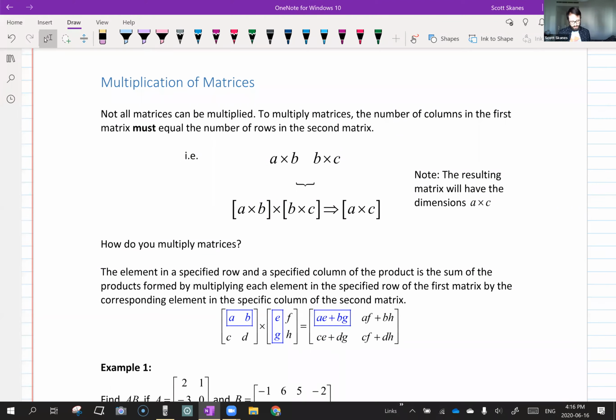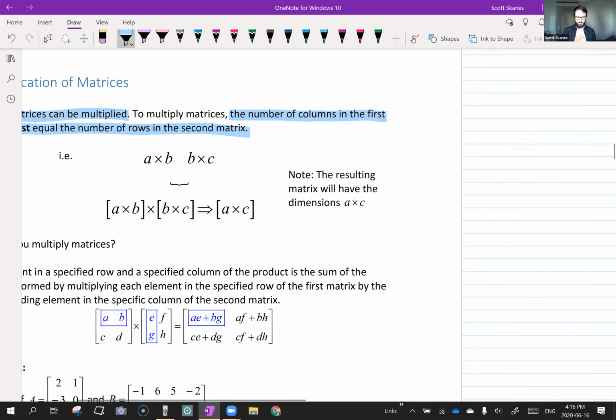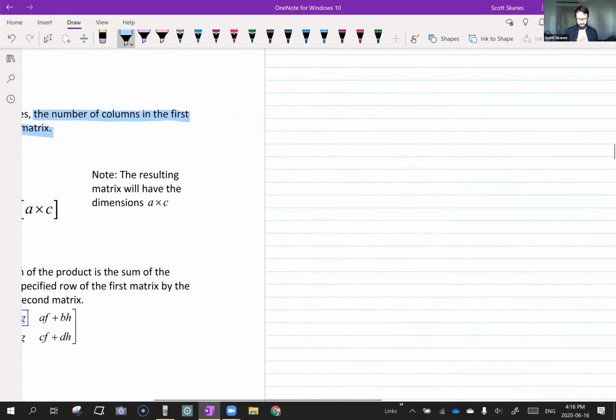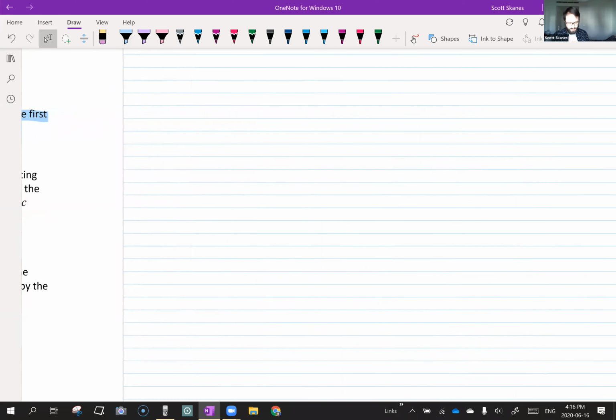What it says here, and again, it makes it seem really complicated, but I'll try to make it as easy as I can. It says, not all matrices can be multiplied. To multiply matrices, the number of columns in the first matrix must equal the number of rows in the second matrix. So instead of going through all this text, let me just give you an example of what that's talking about.